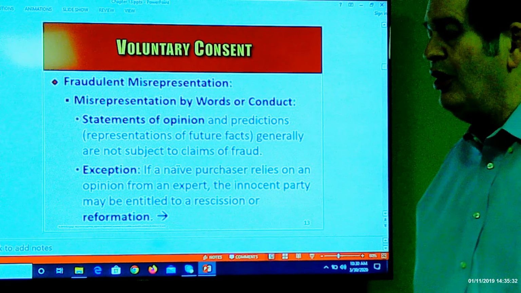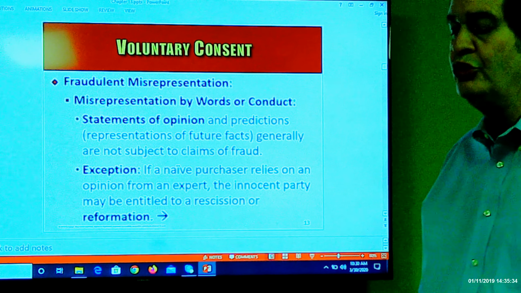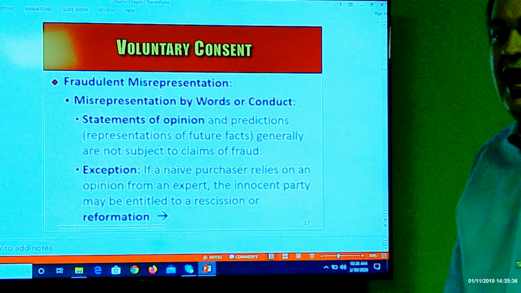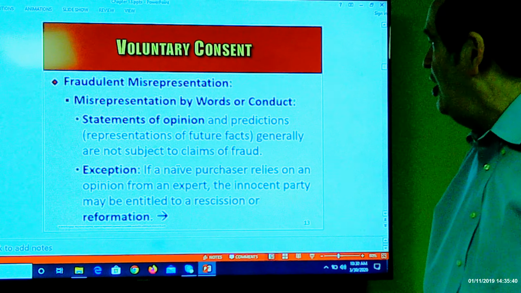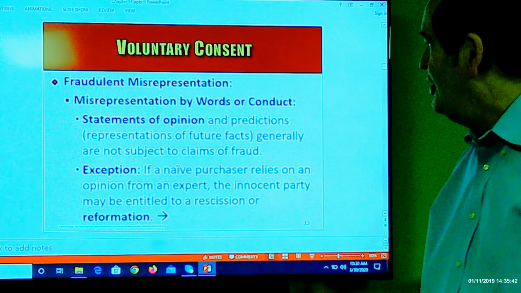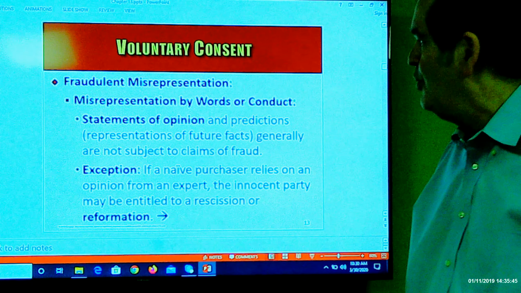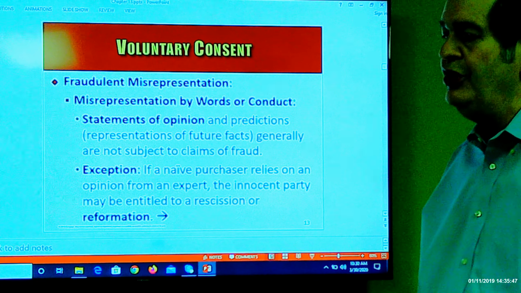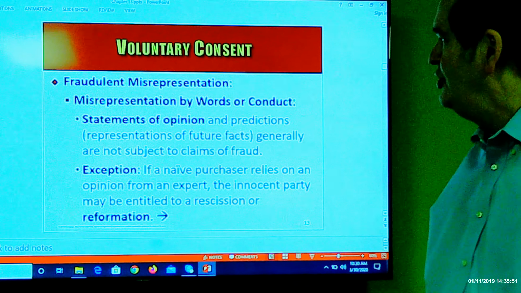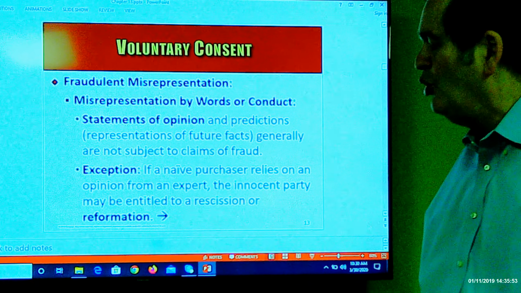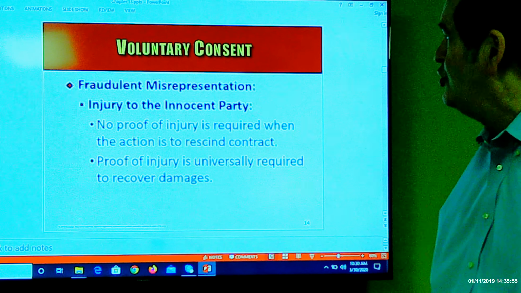Statements of opinion are an exception. Generally, we don't treat statements of opinion as something that would negate the voluntariness of a contract. The exception is where you have a naive purchaser who's relying on the opinion of an expert. In that situation, the person can rescind or seek reformation of the contract.